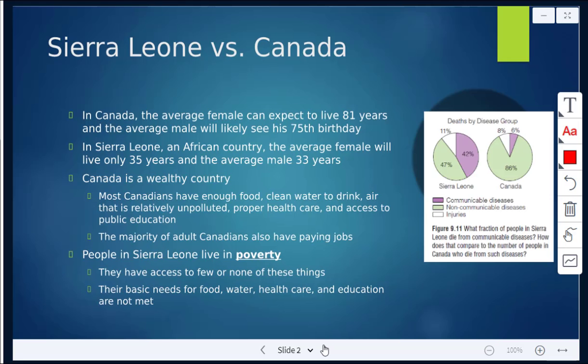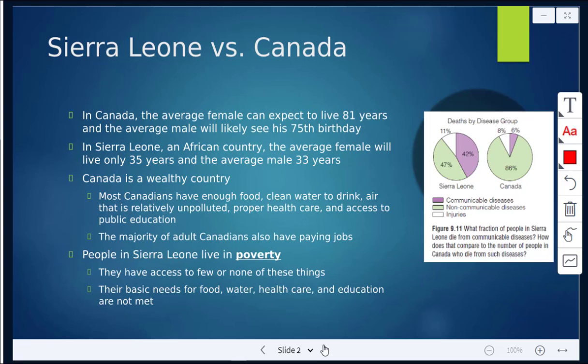Here we're looking at Sierra Leone versus Canada. In Canada, the average female can expect to live about 81 years, and the average male will likely live to about 75. And in Sierra Leone, which is an African country, the average female will live to about 35 years, and the average male lives to about 33 years.